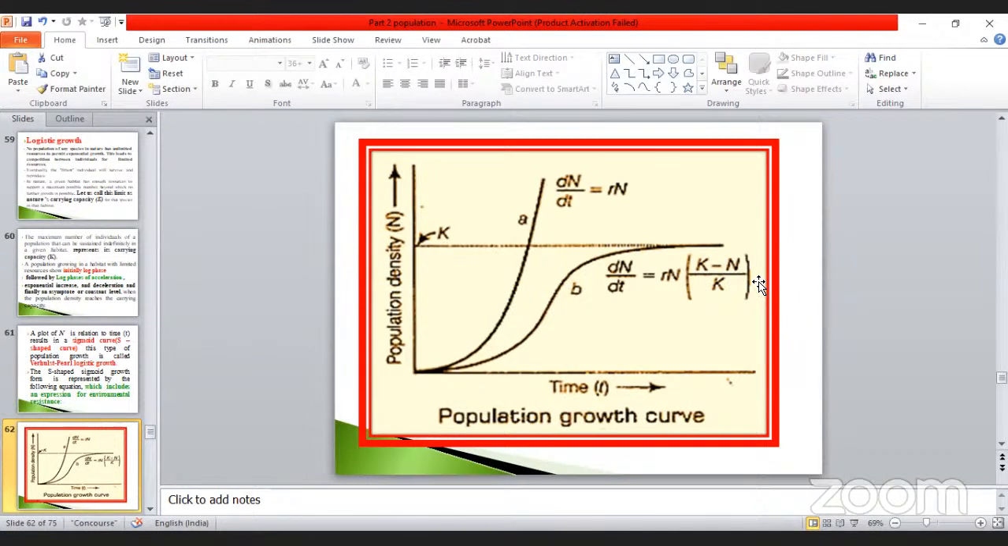What is that value? These are the two formulas used for the population growth curve. One is called a J curve, and the other is called a sigmoid curve, or S-shaped curve. The formula for the J curve is dN/dt = rN. Another is this formula, where you add (K - N)/K. K denotes the carrying capacity, already told you: carrying capacity minus the density of the population, divided by carrying capacity.